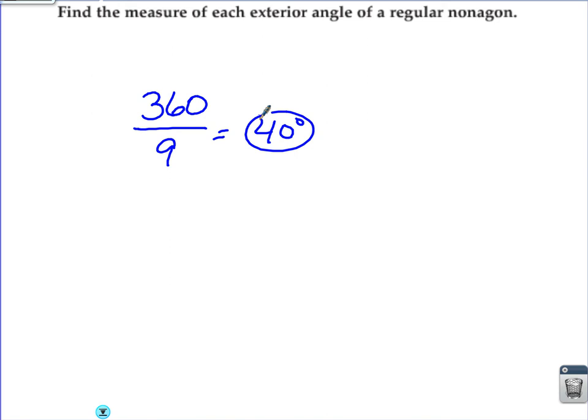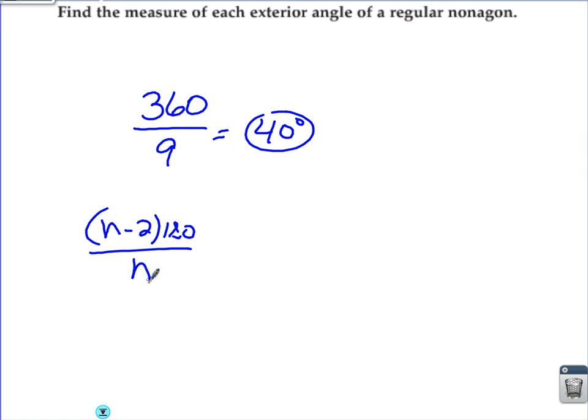Isn't that a whole lot easier? Remember that big formula? Before, we had to do n minus 2, multiply it by 180, and then divide it by n to find out what each interior angle is. Why not just do this? How much faster is that, folks?